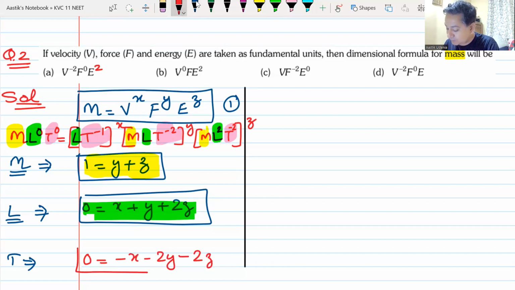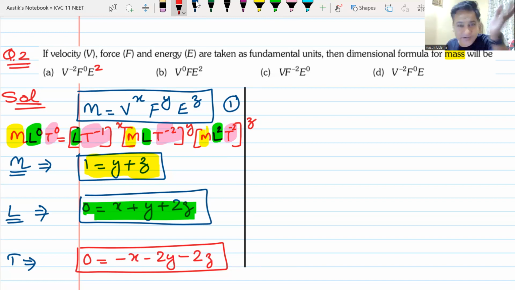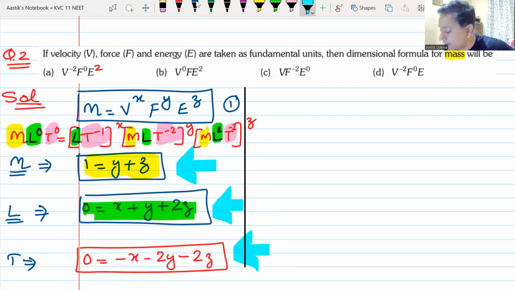Now, as you can see, what was happening in the previous question and which is not happening here. In the previous question, from equation number 1, you were getting X or Y or Z. Then from equation number 2, you were getting the second thing. And you were putting this in equation number 3 and you were getting all the 3. This may not happen. But again, these type of questions may not come in NEET, because now you have to solve these 3 equations simultaneously. And I hope you can do this. Yes or no?